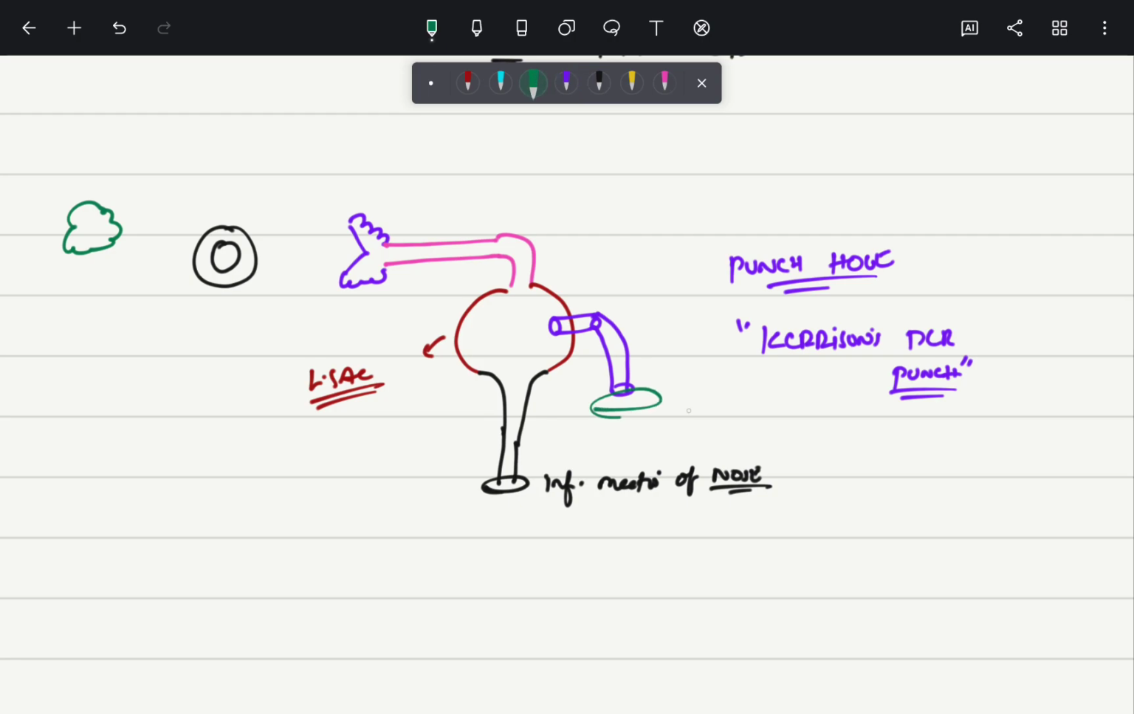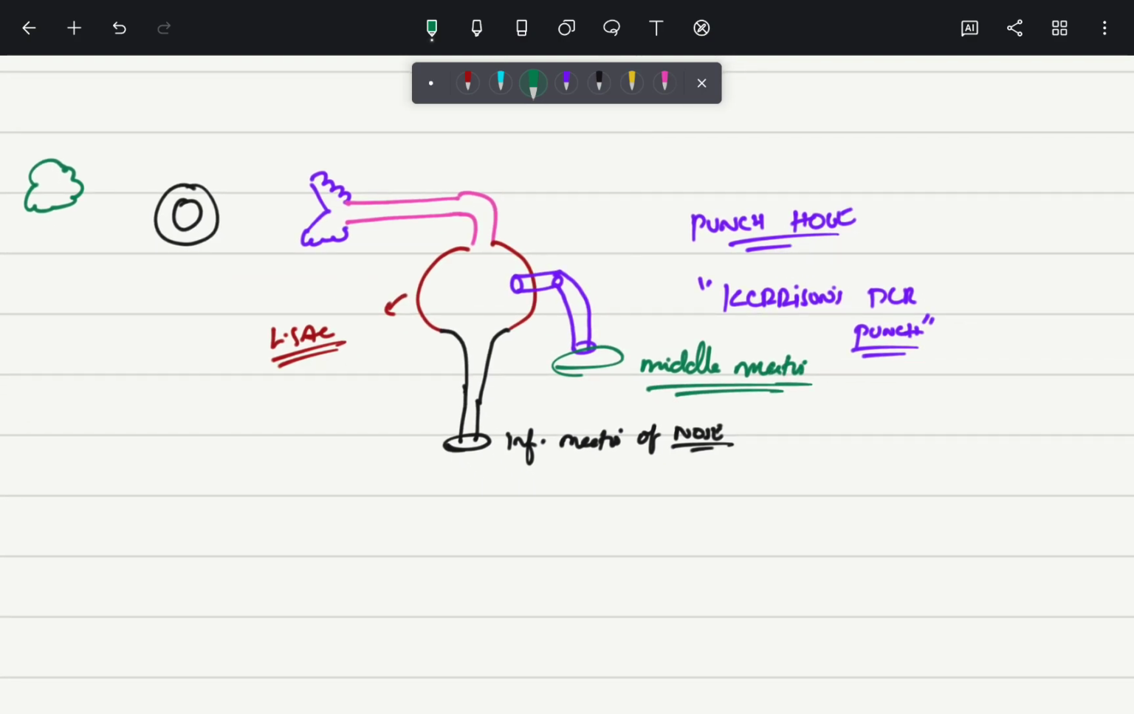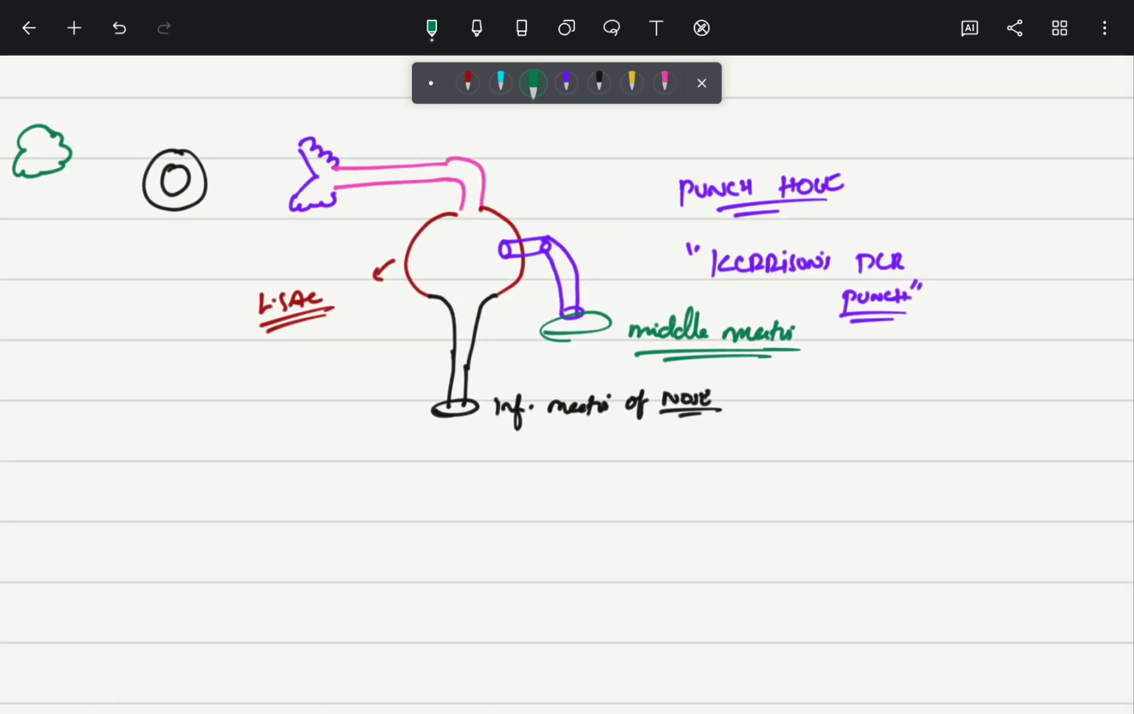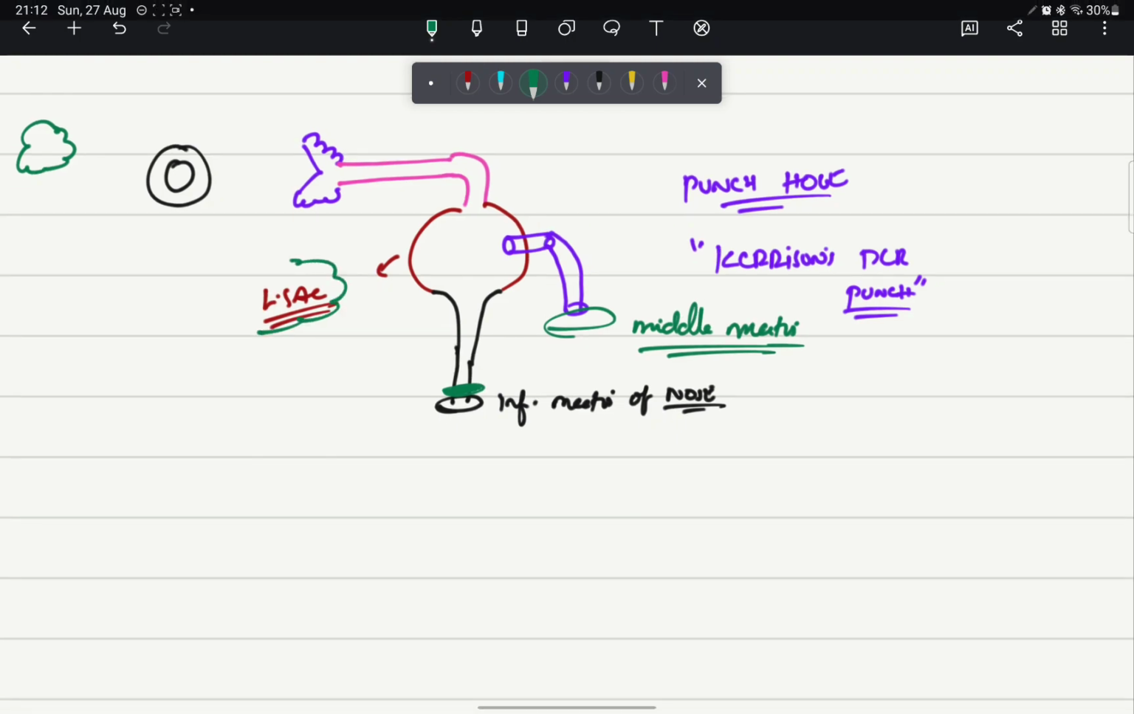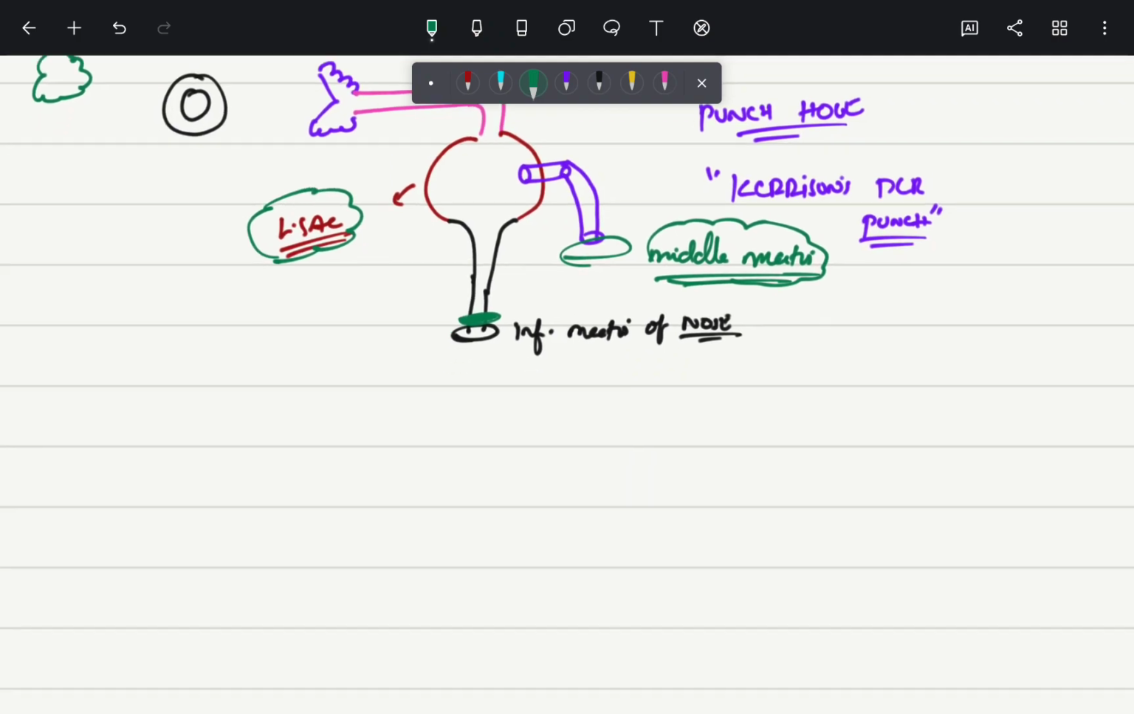Please listen carefully. Middle meatus. Why are we going to connect this to the middle meatus? Because due to nasolacrimal duct obstruction, the inferior meatus is not working properly. So just use your imagination. The nasolacrimal duct is not draining properly into the inferior meatus. So what we will do, we will put a punch in the lacrimal sac through Kerison's DCR punch, and then we will connect that to the middle meatus since it is working perfectly.